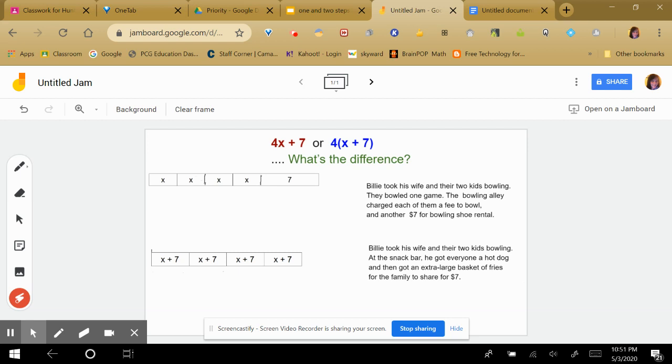All right. So, by the way, when we say this here, we say times the quantity of. So actually, I would read this 4 times the quantity of x plus 7. Okay? All right. So the way I want to do this is I want you to look at these little tape diagrams that I have for you. And then we're going to read a couple of word problems, and we're going to figure out which one works. Okay? So let's look at the first one here.